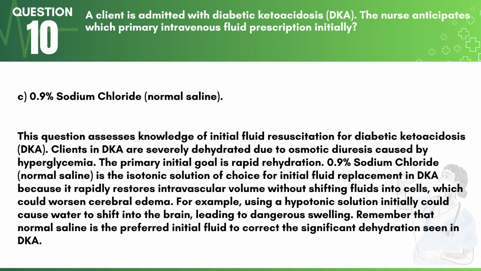0.9% sodium chloride, normal saline, is the isotonic solution of choice for initial fluid replacement in DKA because it rapidly restores intravascular volume without shifting fluids into cells, which could worsen cerebral edema. For example, using a hypotonic solution initially could cause water to shift into the brain, leading to dangerous swelling. Remember that normal saline is the preferred initial fluid to correct the significant dehydration seen in DKA.